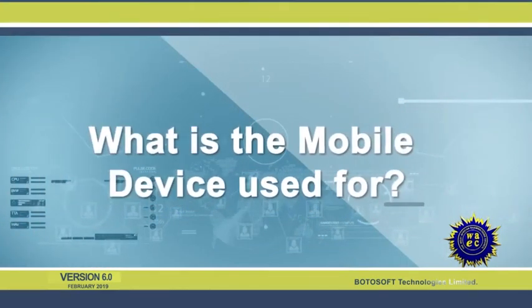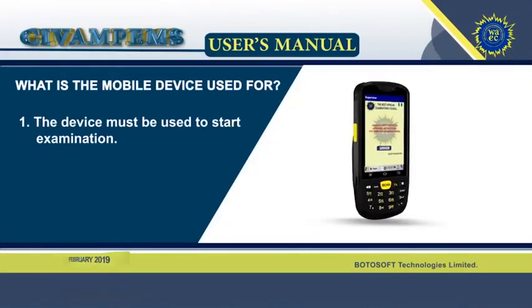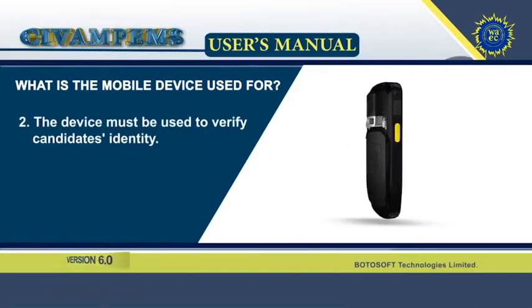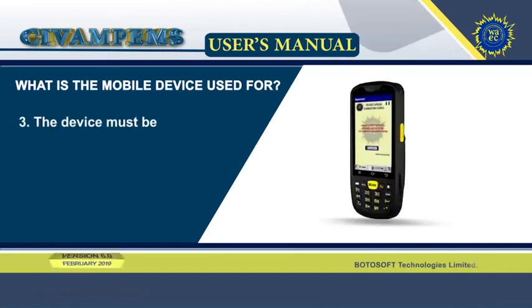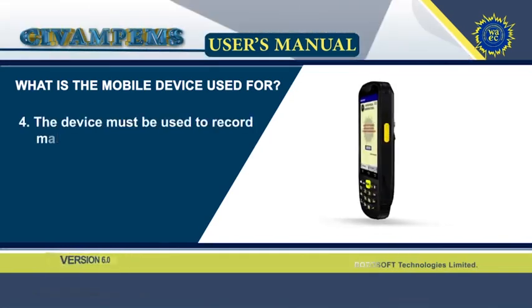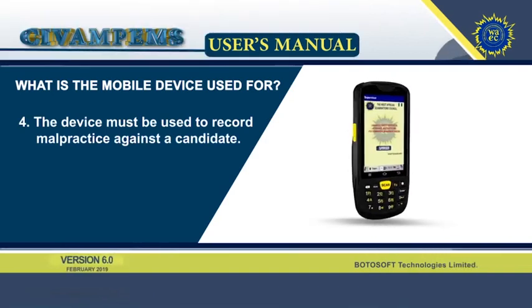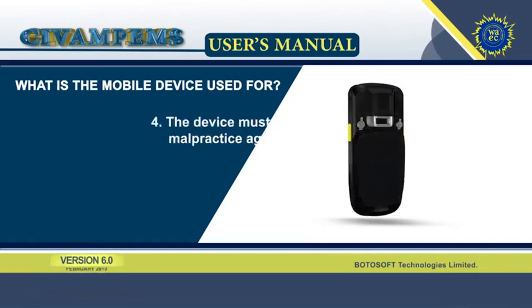What is a mobile device used for? The device must be used to start examination. The device must be used to verify candidates' identity. The device must be used to mark attendance. The device must be used to record malpractice against a candidate.